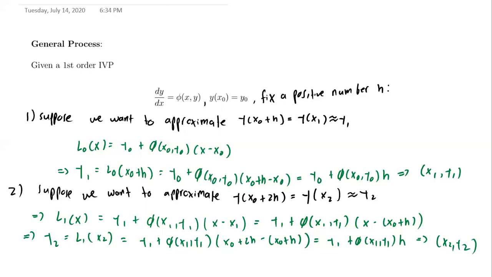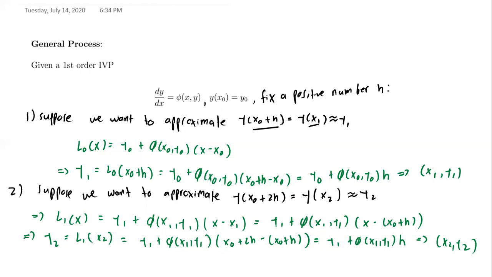Okay. So suppose we want to approximate y of x naught plus h. So we want to approximate a y value that is not given to us. Let's just call x naught plus h, x1. Now we're going to call this approximation y sub 1.